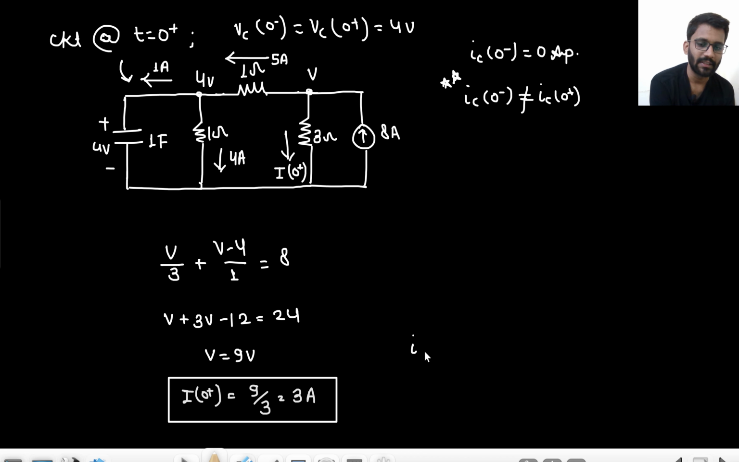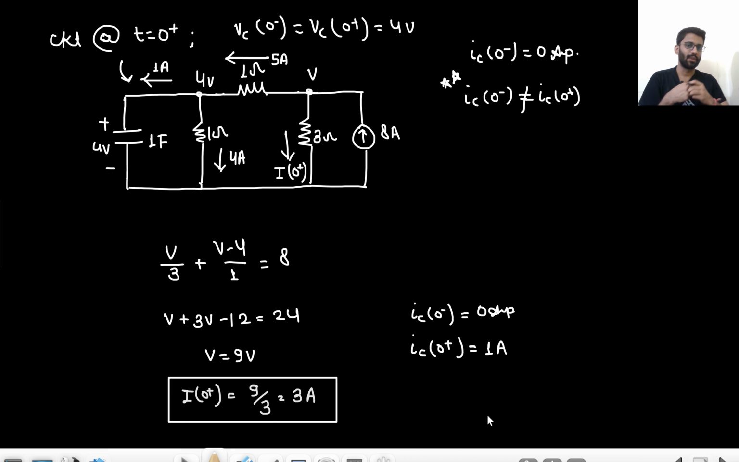So here also you can see IC 0 plus is 1 ampere and IC 0 minus was 0 ampere. So IC 0 plus and IC 0 minus is not equal, is not same. Are you getting my point? I 0 plus is 3 ampere. So 8 ampere current is coming from here. That means 5 ampere current is going here. Right? If 5 ampere current is going here, this 4 volt is driving 4 ampere current. So there we will have 1 ampere current. So IC 0 plus is 1 ampere. Now this 1 ampere current will charge this capacitor furthermore and we will get some more voltage. So are you getting my point? So this is the point I wanted to deliver here. This was the important point.